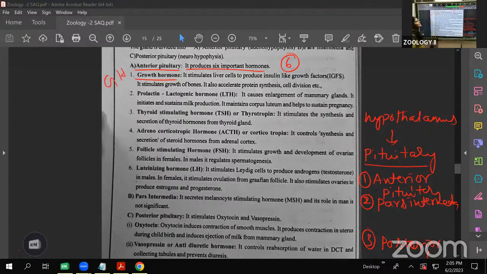This growth hormone mainly stimulates the liver cells. The liver cells produce insulin-like growth factor, not insulin. Insulin-like growth factor is secreted by the liver cells, and that secretion stimulates the growth of the bones, accelerates protein synthesis, and also cell division. This is about the growth hormone, also called somatotropin hormone.